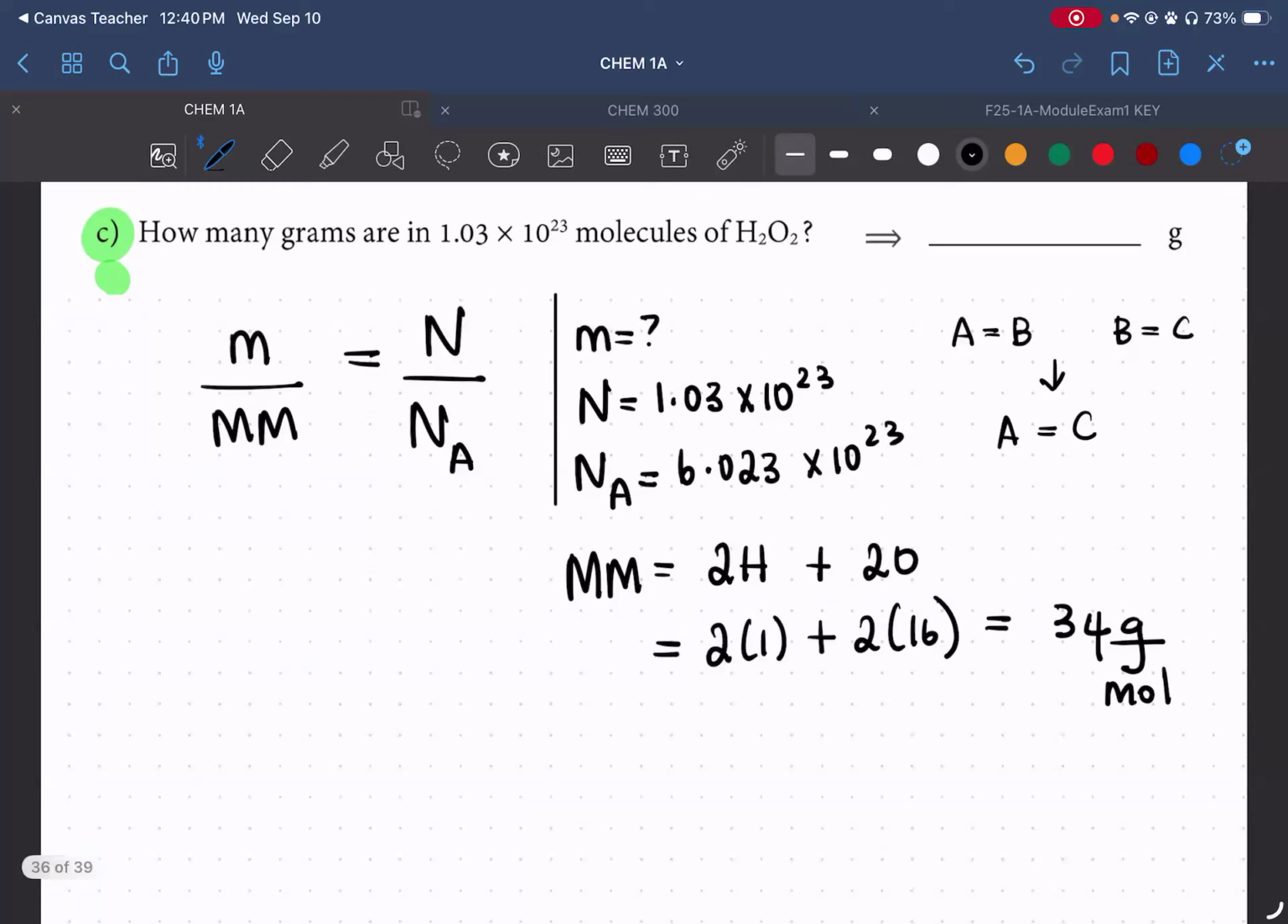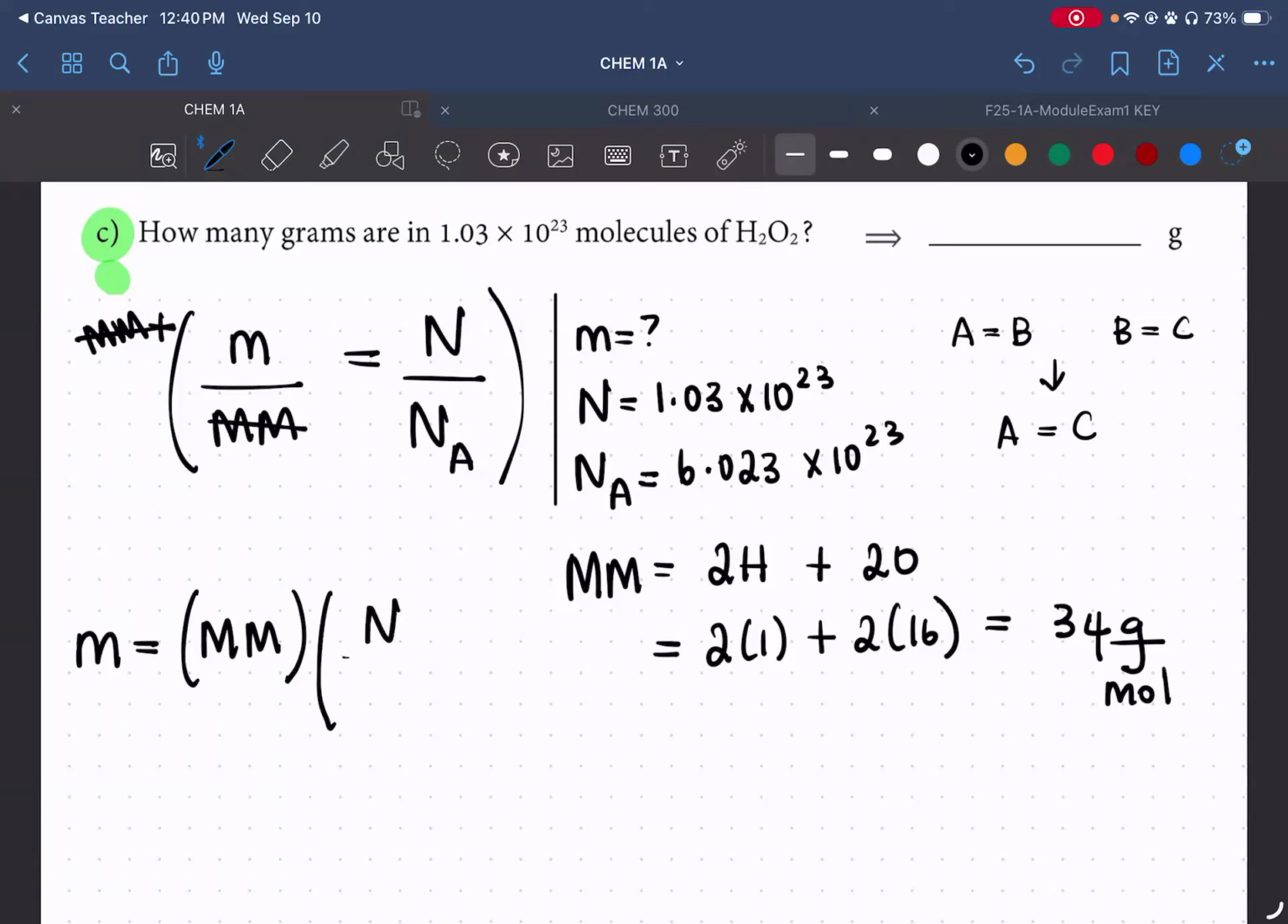I'm going to manipulate first. We want to get M alone. So we have to get MM over onto the other side. How do we do that? We multiply both sides by MM. By multiplying both sides by MM, we can cancel out the denominator on the left such that what we're left with is M is equal to MM multiplied by N over N sub A. All I've done is multiply MM on both sides.